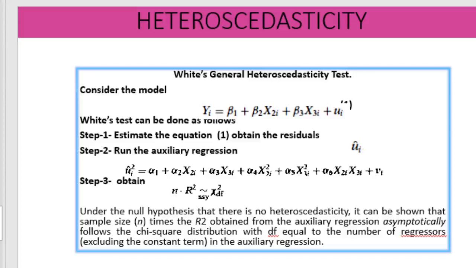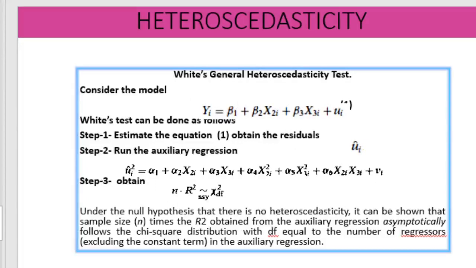The next one is White's general heteroscedasticity test. Unlike the Goldfeld-Quandt test, which requires reordering the observations with respect to the x variable that supposedly causes heteroscedasticity, or the BPG test, which is sensitive to the normality assumption, the general test of heteroscedasticity was proposed by White. It doesn't rely on the normality assumption and is easy to implement. Here, it is a general test. Therefore, it is known as White's general test.